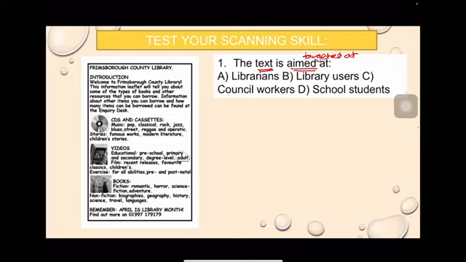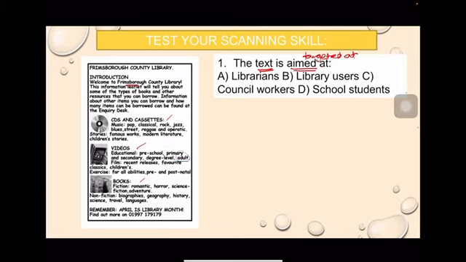So let's check, yeah? By scanning in the text there, who does it aim at? Okay, so you could actually go and read. Welcome to Frimsborough County Library. This information leaflet will tell you about some of the types of books and other resources you can borrow. Okay, blah, blah, blah. So what are the types of resources? We have CDs and cassettes, we have videos, we have books. And these are described accordingly.